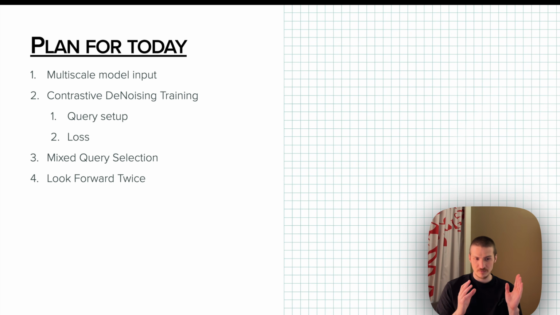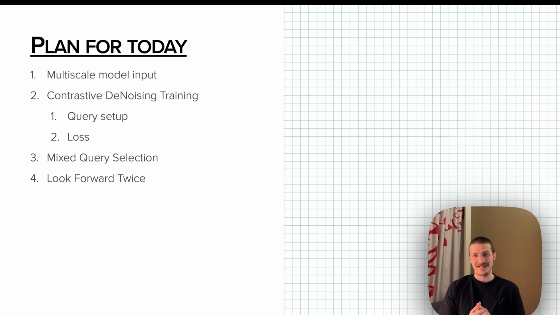This is the plan for today. We basically will go through the main parts of the model, at least what has changed as compared to previous models. First of all, we'll go over MultiScale model input. This is the main addition from deformable DETR. We will go through contrastive denoising training, and it consists of two parts. One is the query setup before we pass some information through the decoder. And the second part is loss, which is used during training.